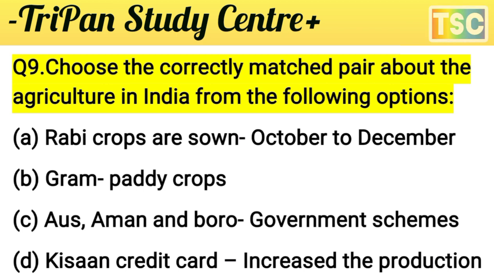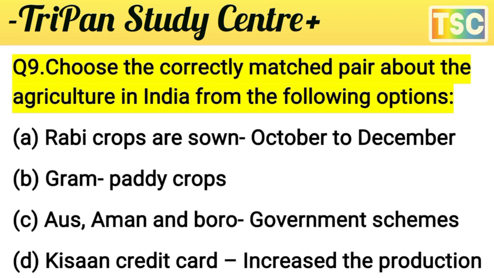That's an important question here. But the answer is clear. Kisan Credit Card increasing the production is nothing. This answer is not correct here. And Aman and Boro is not a government scheme. It is a name of a state. It means option C is wrong.